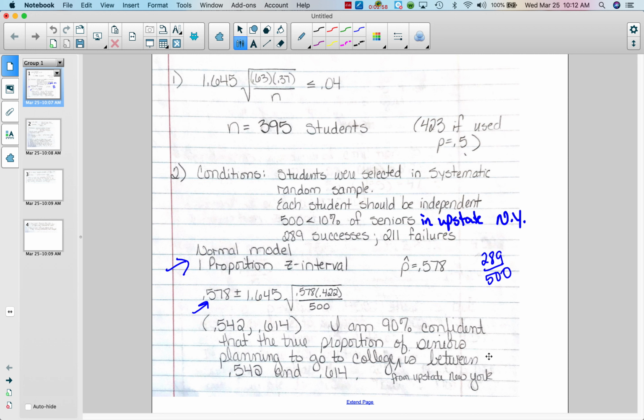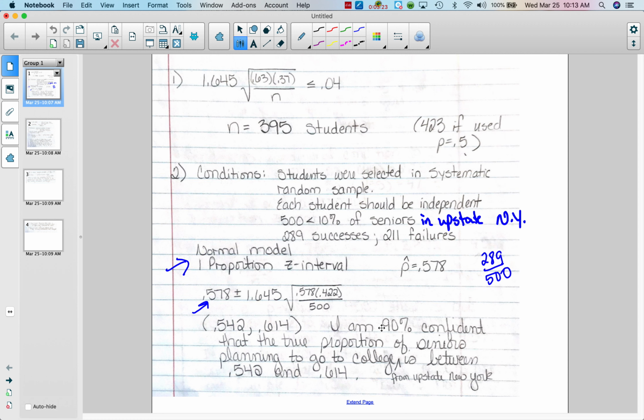Now, if you are asked, we weren't, but if you're asked, what does it mean to be 90% confident? That means in repeated sampling of size 500, 90% of the confidence intervals I create will capture the true proportion of seniors planning to go to college from upstate New York. I know that's a lot.